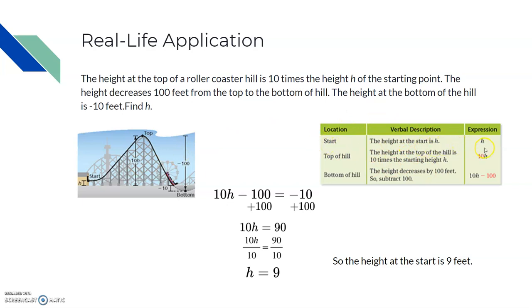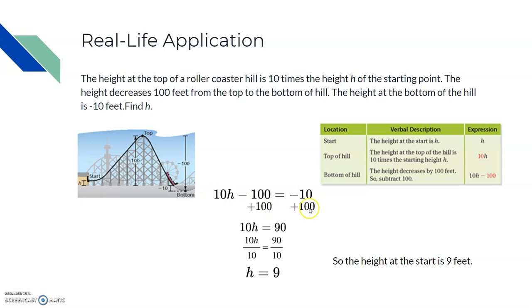The start is h, the top of the hill is 10h, and the bottom of the hill is 10h minus 100. So it's basically a description, and this is the expression. Now we're going to be creating an equation out of that. 10h minus 100 equals minus 10. So this is our equation.